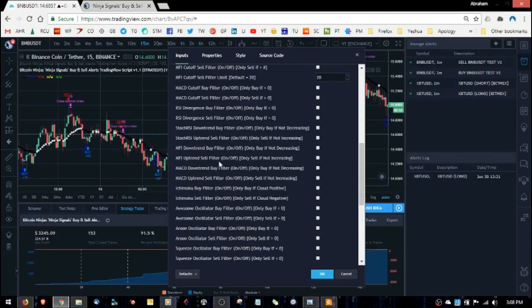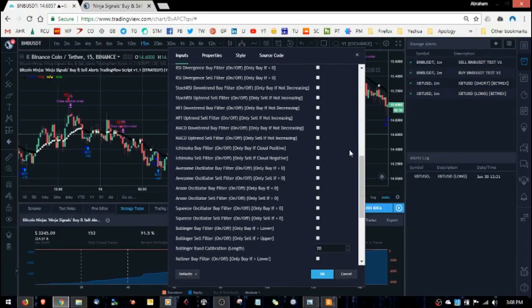It works in a similar way with the MFI, the money flow index. Don't let buy arrows through when the money flow index is falling. And similarly, only allow sell arrows through when the money flow index is rising. And so that's how these filters work.